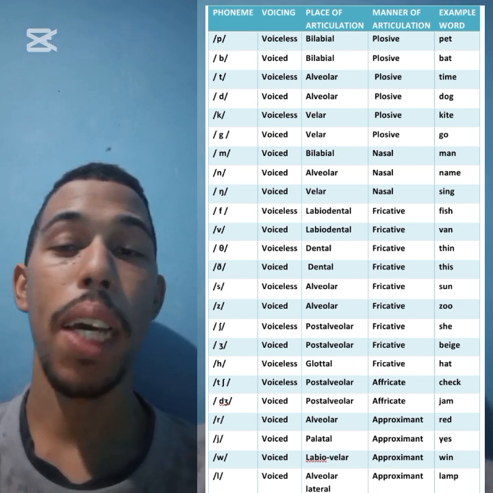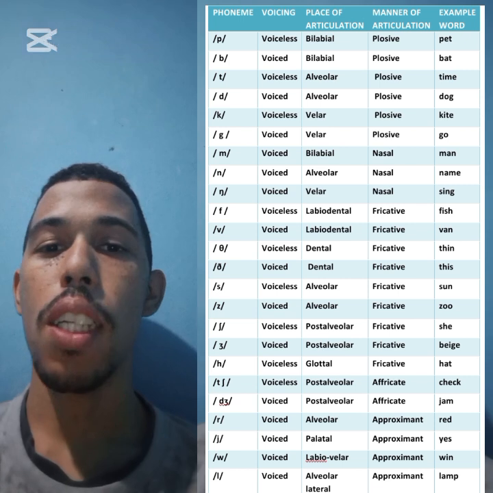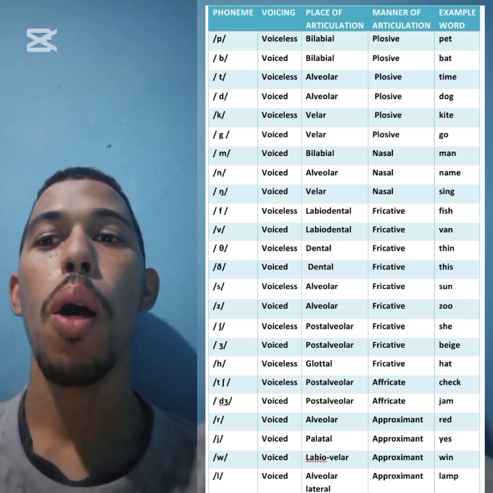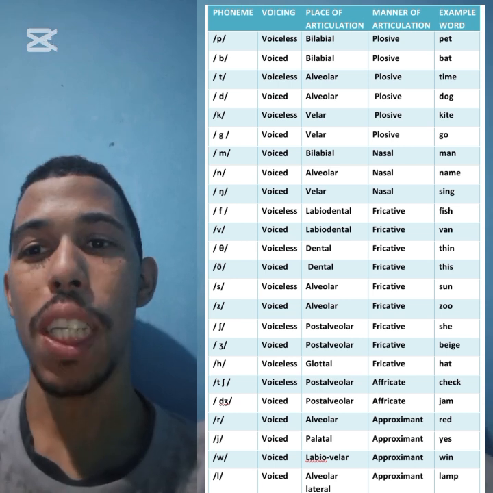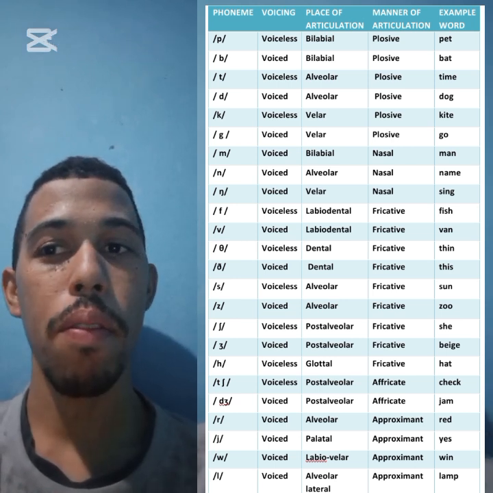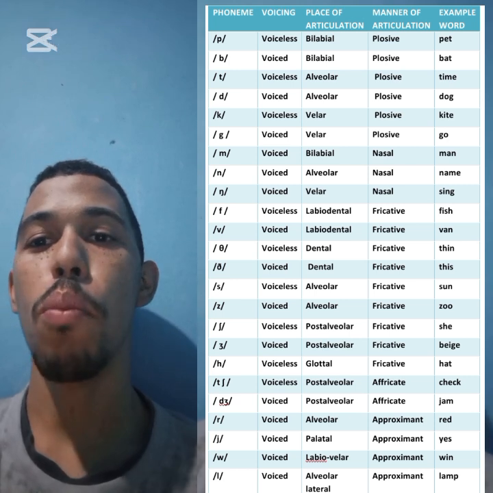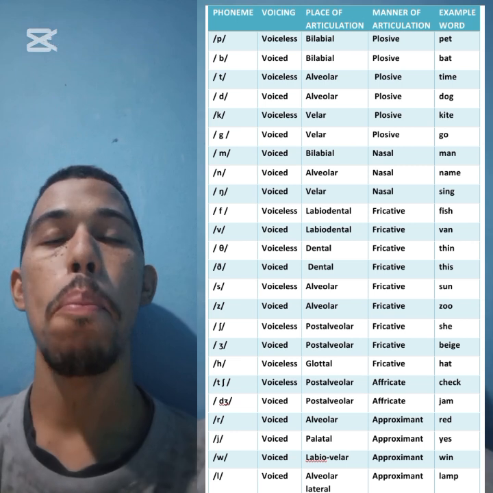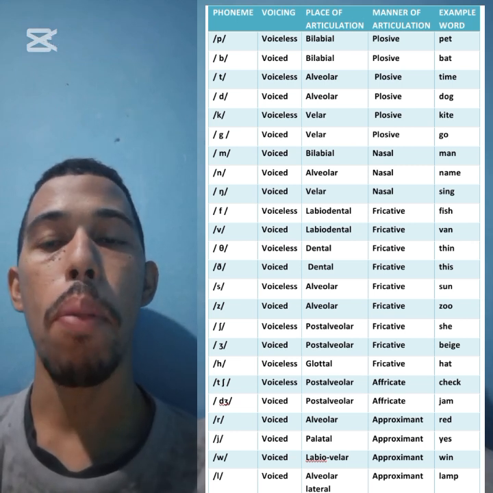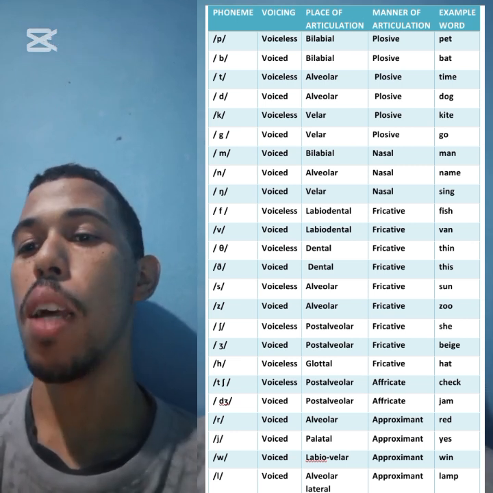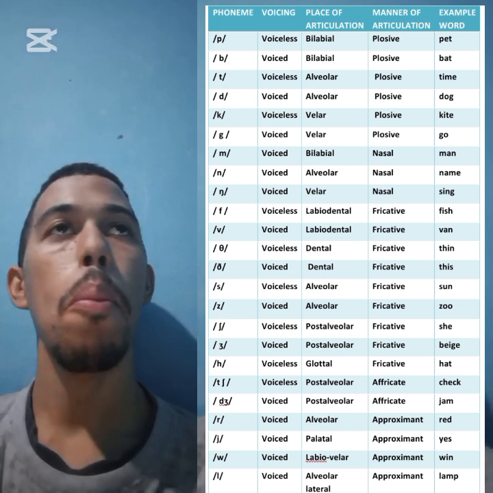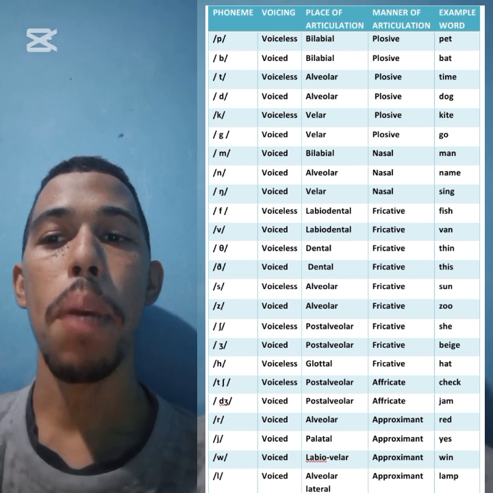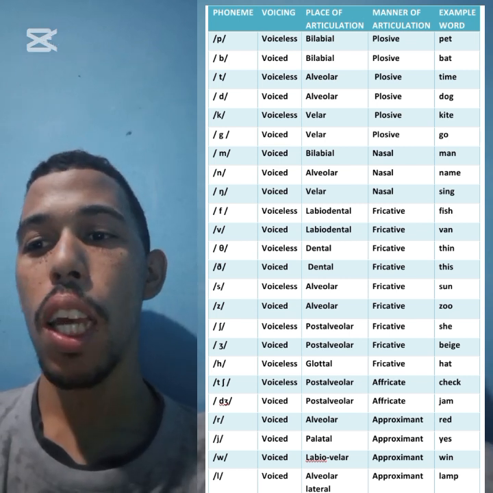An example of bilabial articulation is p, p, or b, b. Both of these phonemes are plosive. One is voiced and one is unvoiced, as you can see. An example of p could be pet or park. An example of b could be bat or bet or bay.